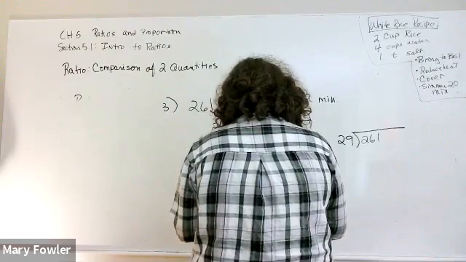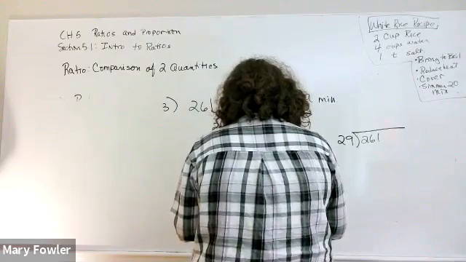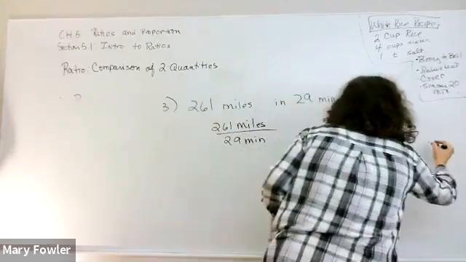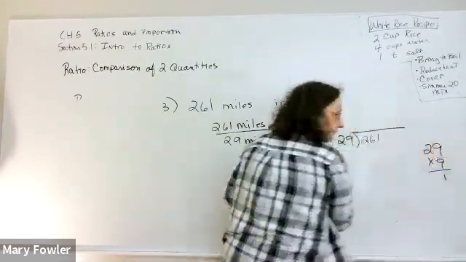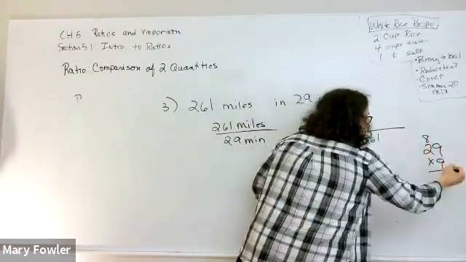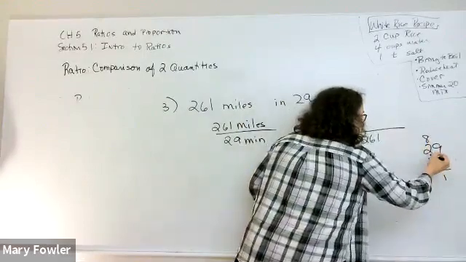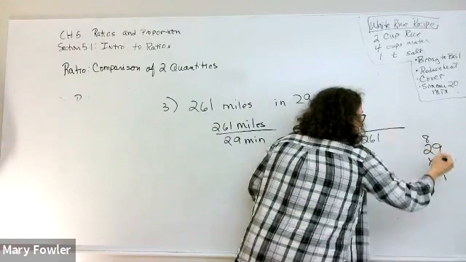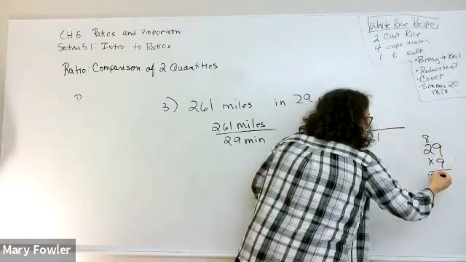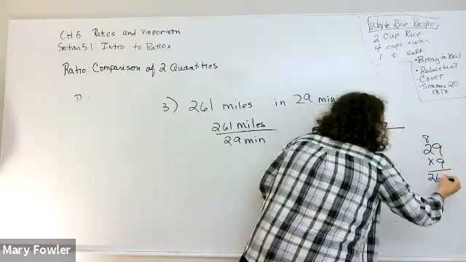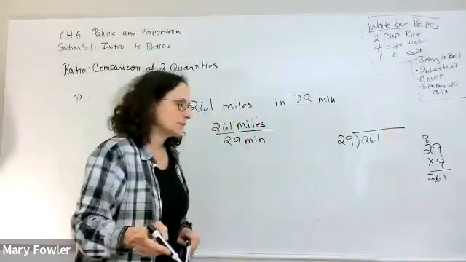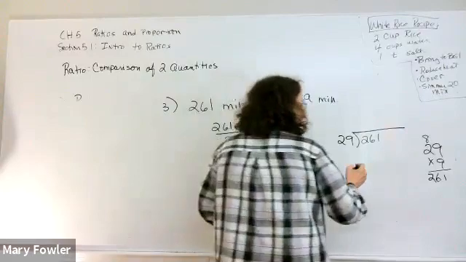Maybe 9. Let's try that. 29 times 9. 81, 18, and 8. Okay, so 29 times 9 is 261.